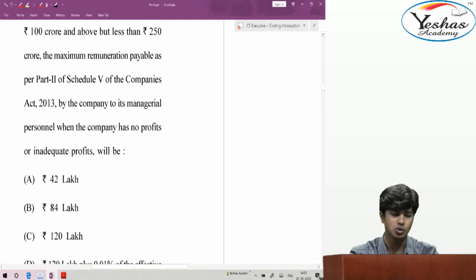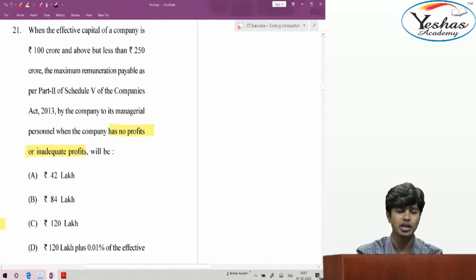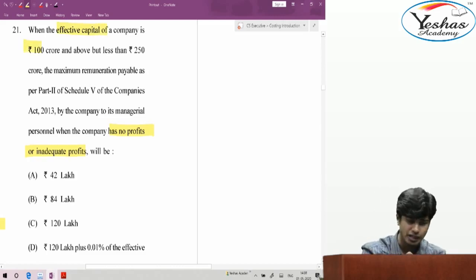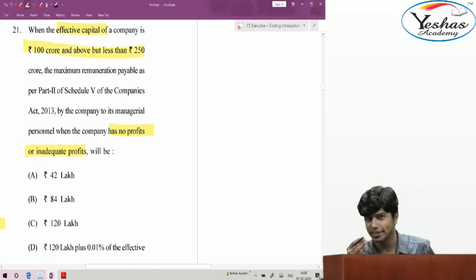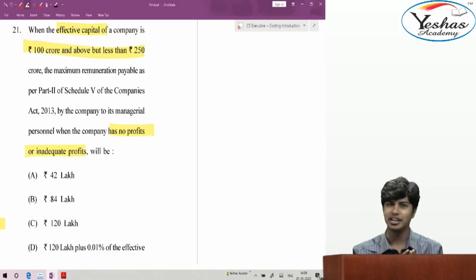The 21st one is with regard to inadequate profits. When there are no adequate profits, how do we give the remuneration? It is based on the effective capital of the company. If the effective capital is between 100, there are slabs. I want you to go back and revise that part once. In fact, there is a separate 10-minute video on managerial remuneration. You can use that to completely revise the entire managerial remuneration.